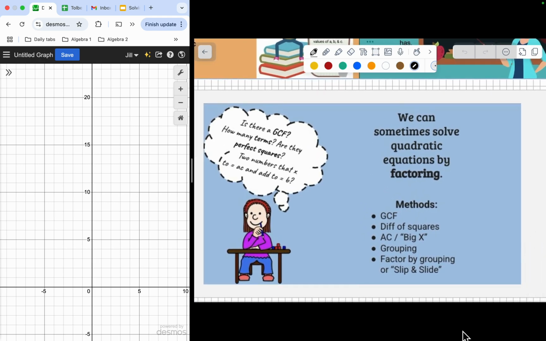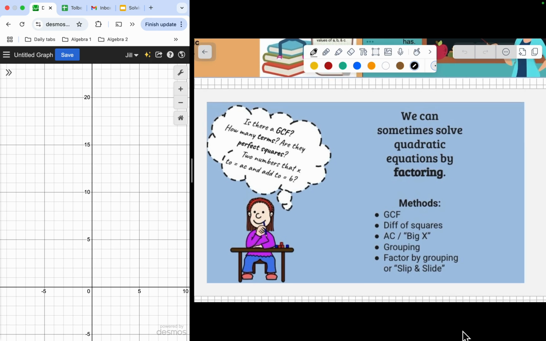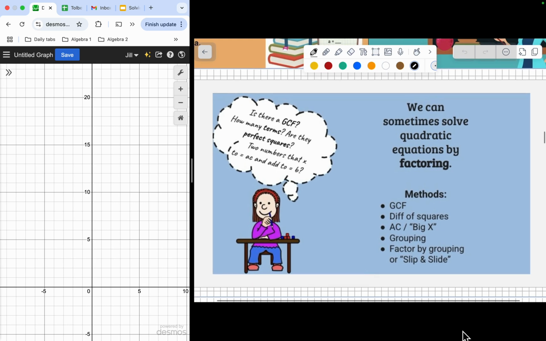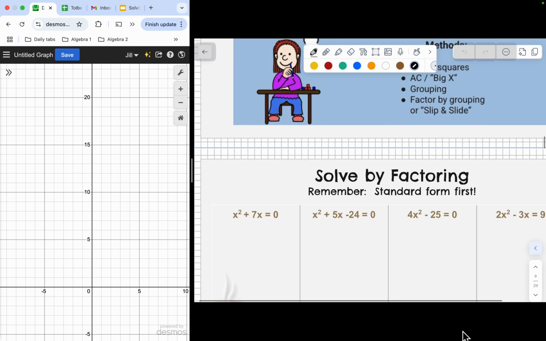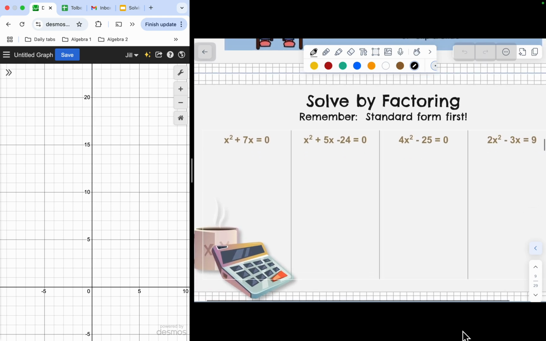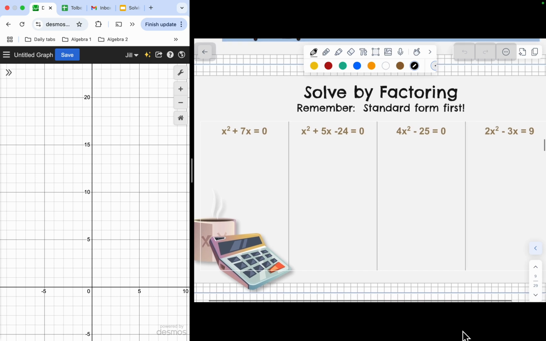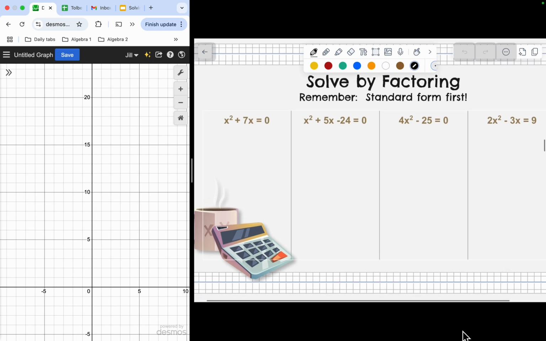We can sometimes solve it by factoring. So that is usually the first way you learn to solve it, maybe after graphing, but you learn to solve a quadratic by factoring. So we're going to go through several of these to review our factoring methods. This first one, we need to remember, always get it in standard form first, and then you always want to check for a greatest common factor.